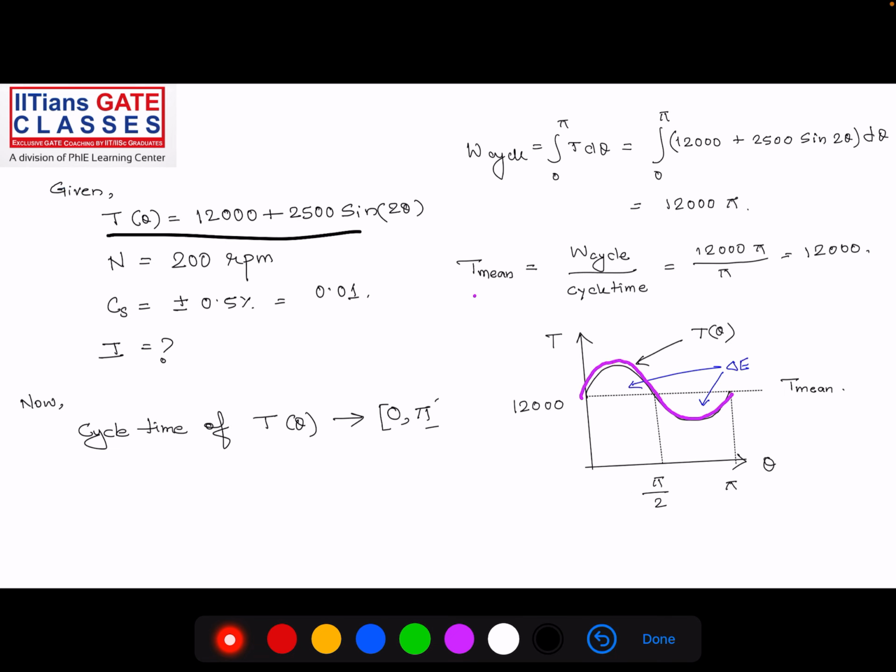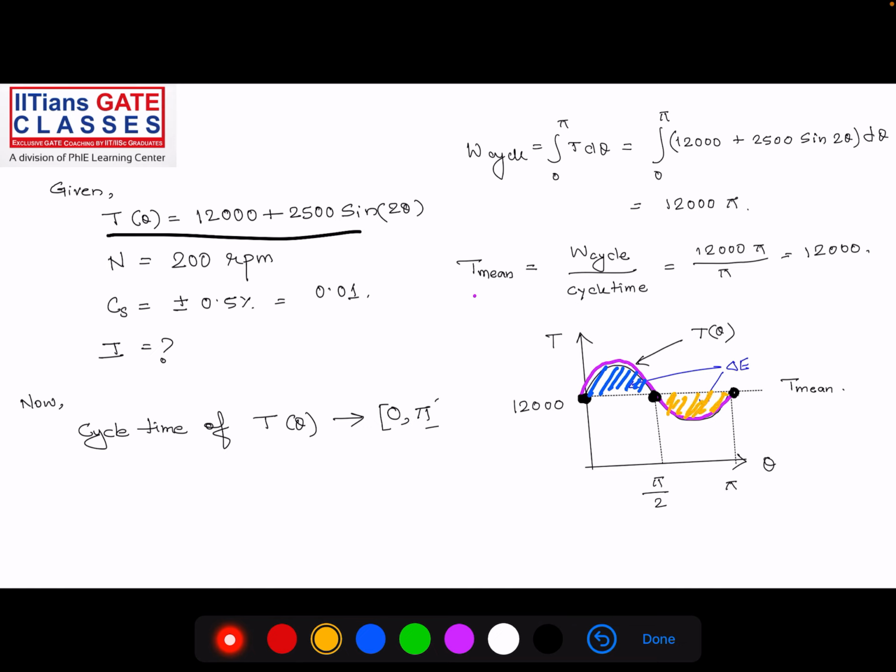And this is the curve, right? So the first point of intersection is 0, then you have intersection at pi by 2, then you have intersection at pi, right? So basically, what is delta E now? This is delta E. Anything above the T mean line is delta E, or below the T mean line.